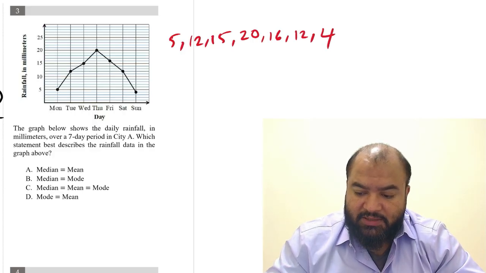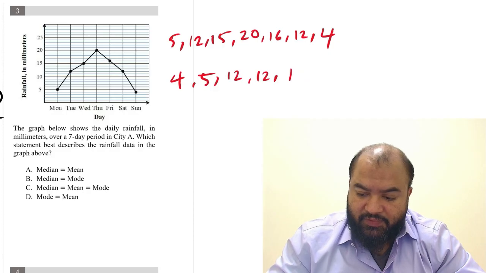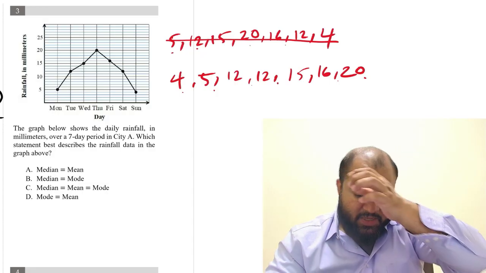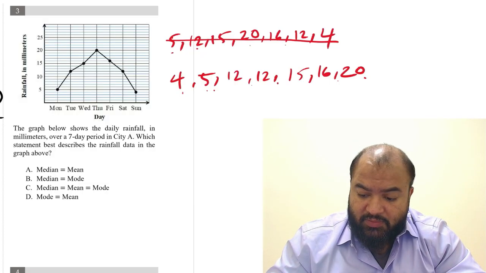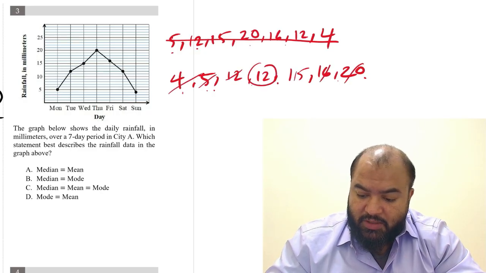Now let's put them in ascending order, least to greatest: 4, 5, 12, 12, 15, 16, 20. So that's 1, 2, 3, 4, 5, 6, 7. Okay, so we're going to use this one. Now for the median, I can cross out 1, 2, 3 from each side. So the median will be 12, right?